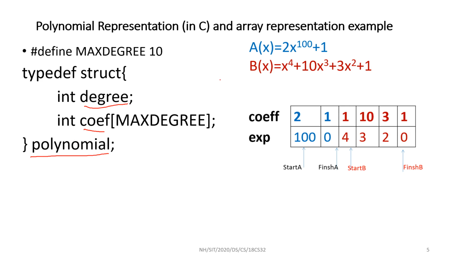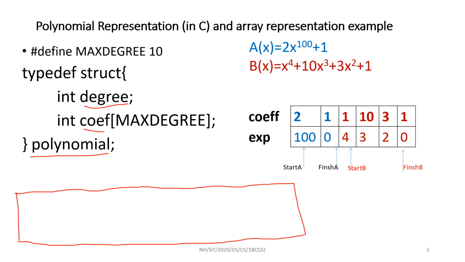Now I will take this example and see what happens. What is my first polynomial? 2x to the power 100 plus 1. Now how many spaces do I have to reserve? This is my array to store the polynomial. First I have to store the degree. What is the degree of this polynomial? The degree of the polynomial is 100.